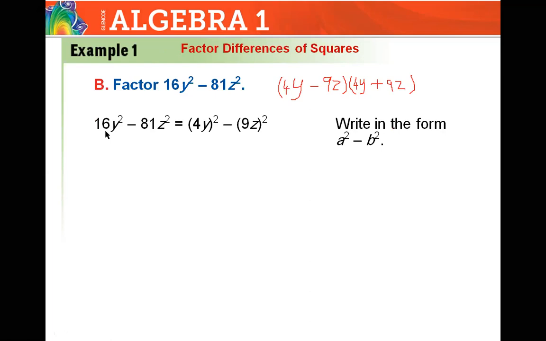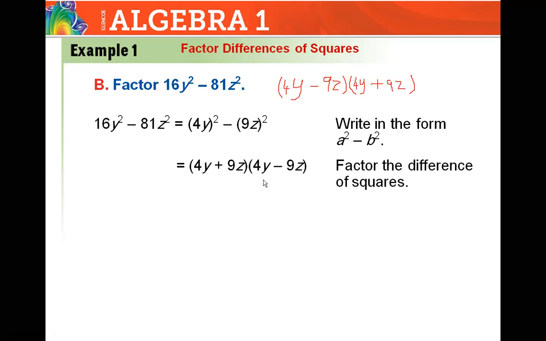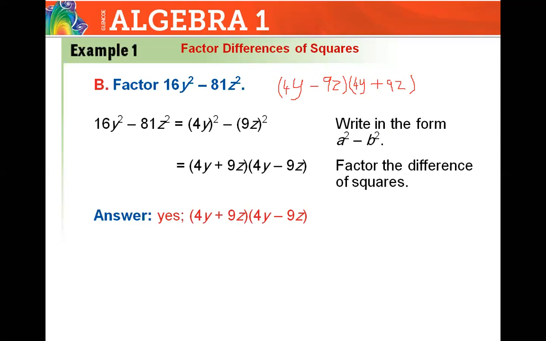First, 16 is a perfect square number, and 81 is a perfect square number. We get 4 and 9, as Abdulillah said, and make the two brackets as we wrote them, starting with plus or minus. There is no problem, so our answer is yes. It's a difference of two squares, and the answer is 4y plus 9z, 4y minus 9z. I leave this example for 20 seconds to write it.